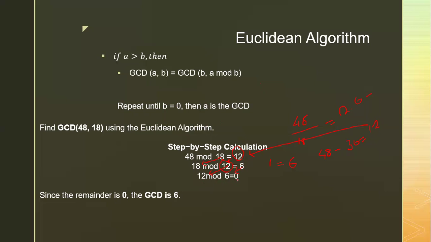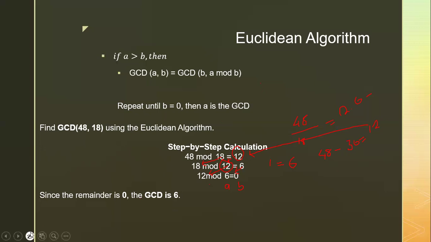So repeat until B is equal to 0, right? Then A in this case here is this guy. This is B, okay? So repeat this whole process until B is equal to 0, then A is the GCD, okay? So this is basically how you go about it.